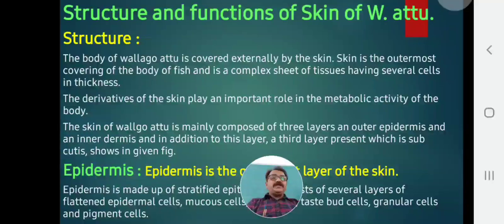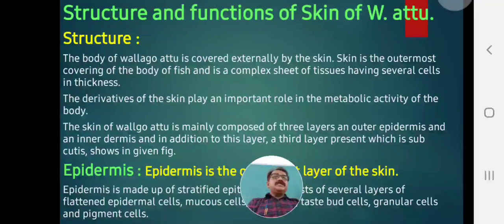Skin is a complex sheet of tissue having several cells in thickness. That's why this skin is the important outermost protective covering of the fish body, or the Wallago attu body. And this outermost protective covering of the body is a complex sheet of tissue.